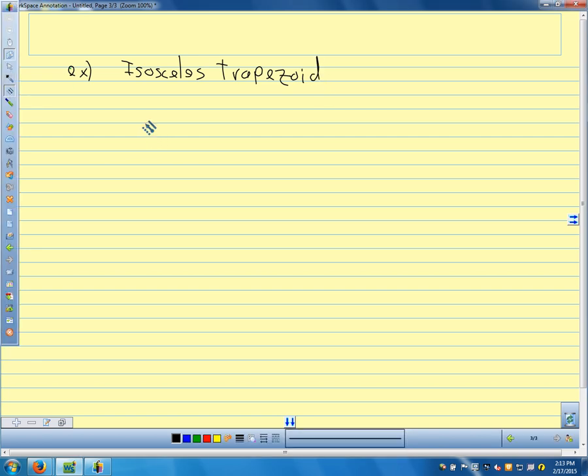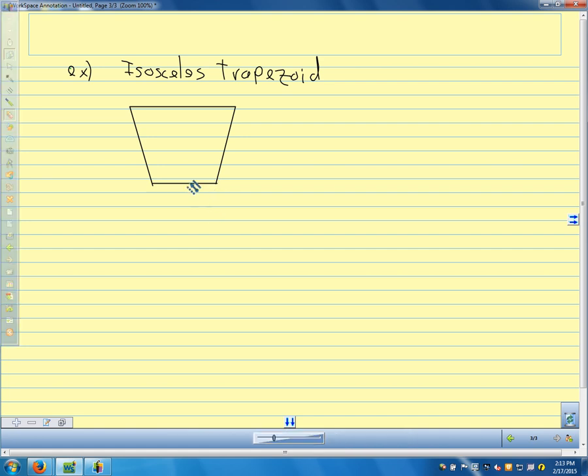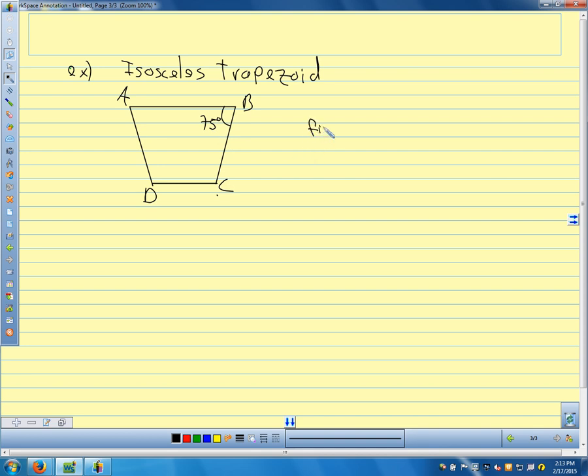All right, so this is an isosceles trapezoid. The problem tells you that. I'm going to call this A, B, C, and D, and we're going to say this is 75 degrees. And we want to find the missing angles.